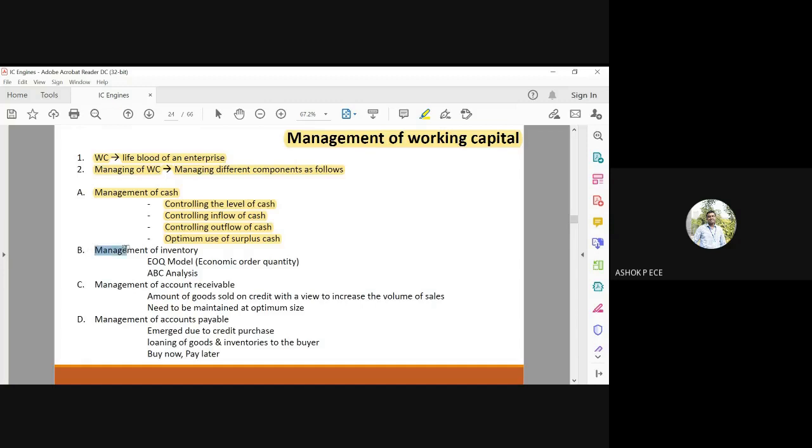Next one is inventory. For the management of inventory, you are going to have the EOQ model, economic order quantity, and ABC analysis. So you are going to do these two things to manage your inventory.